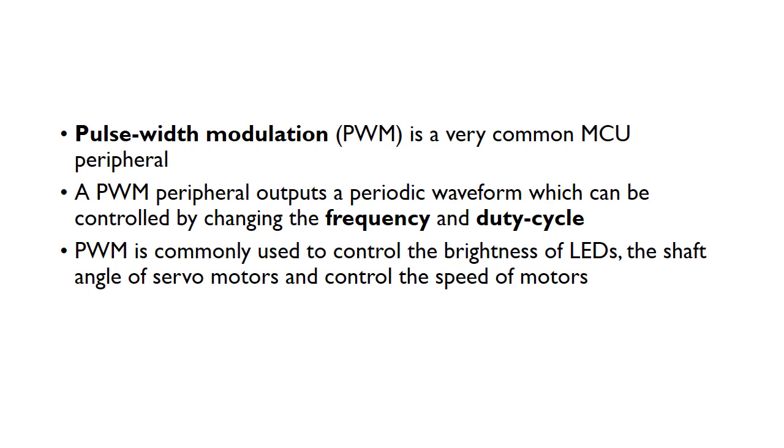So pulse width modulation, or PWM, is a very common microcontroller peripheral. A PWM peripheral outputs a periodic waveform which can be controlled by changing the frequency and the duty cycle of the waveform. PWM is commonly used to control the brightness of LEDs, control the shaft angle of servo motors, and also control the speed of motors, amongst other things.